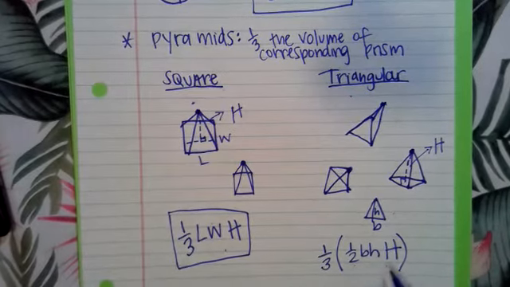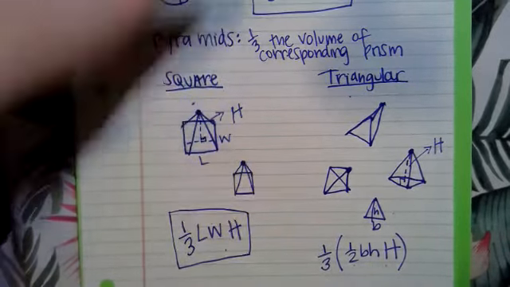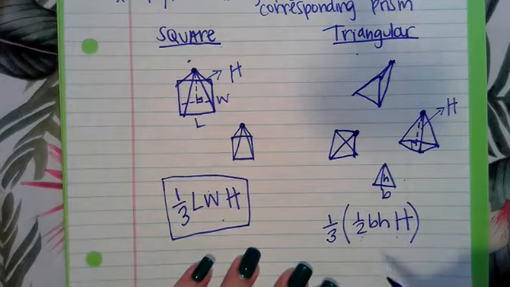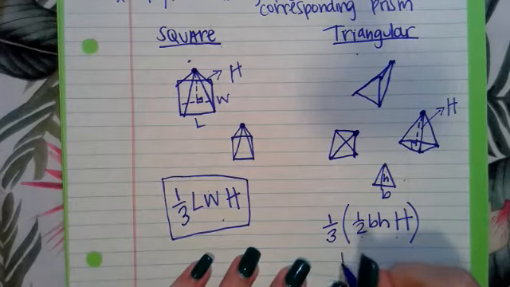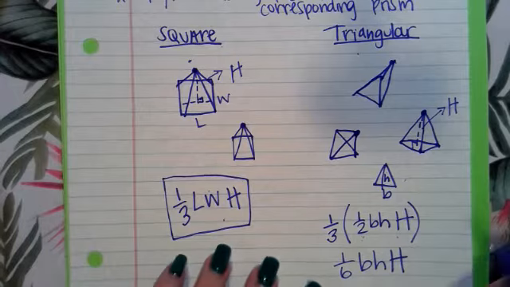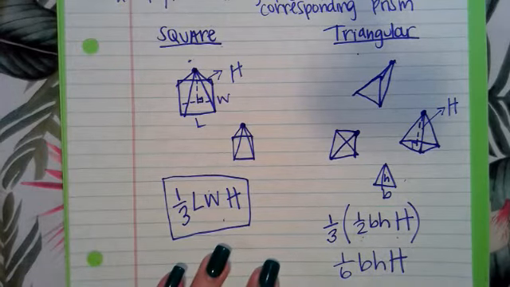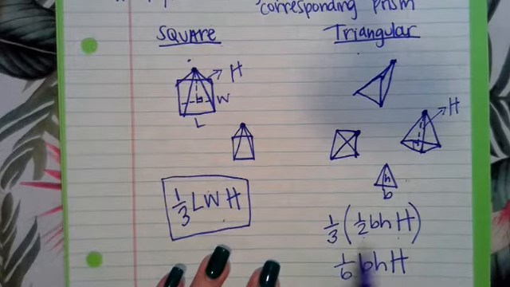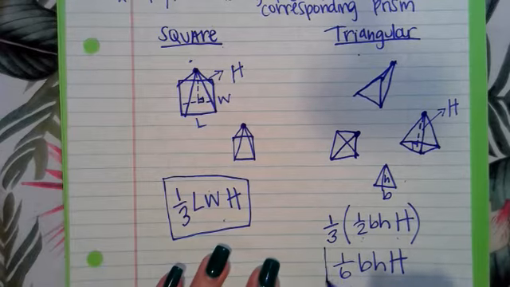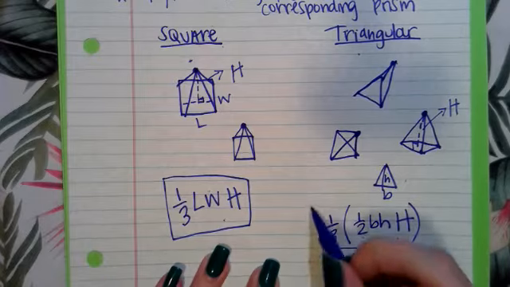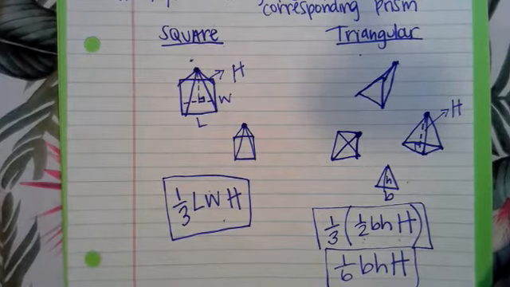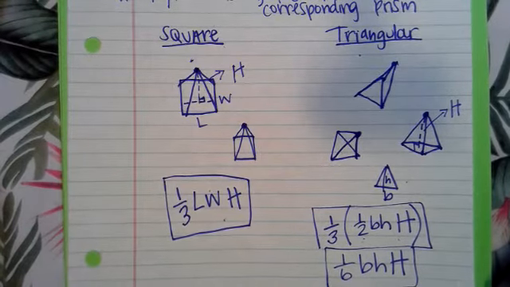So if you want to simplify this formula so you don't have two fractions, if we combine these fractions together, it's the same thing as 1/6 base times height times H. So if you don't want to work with two fractions, you can do it this way. If it's easier for you to find this and then divide it by 3, you're totally welcome to do that. Or this one also works. Either one of these is good for the volume of a triangular pyramid. I keep wanting to say prism, but I'm talking about pyramids here.